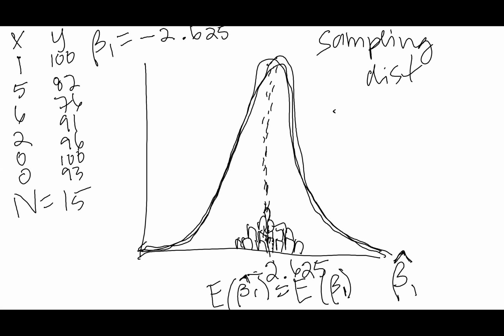So that's bias. Next, let's talk about efficiency. And to do this, I'm going to go back here to my little whiteboard sampling distribution.